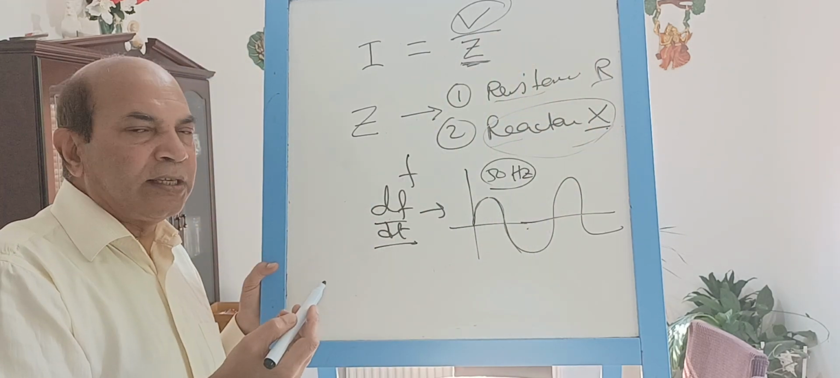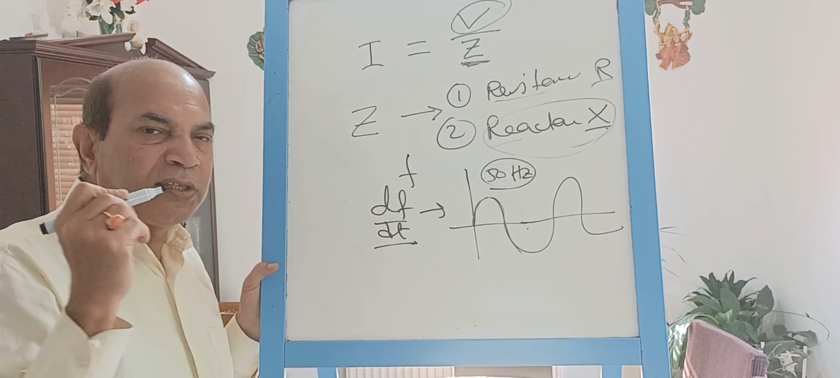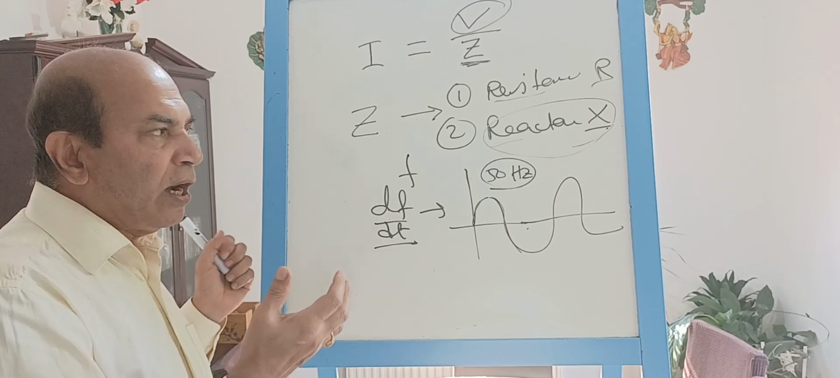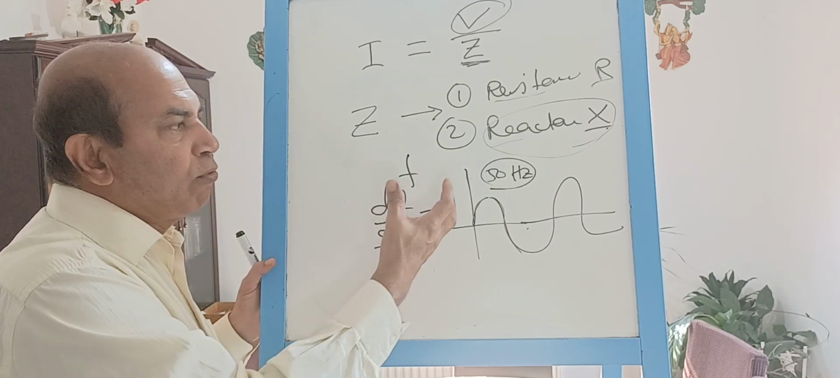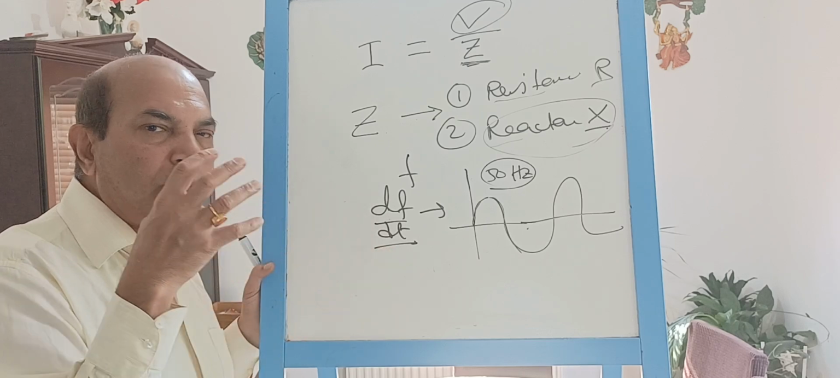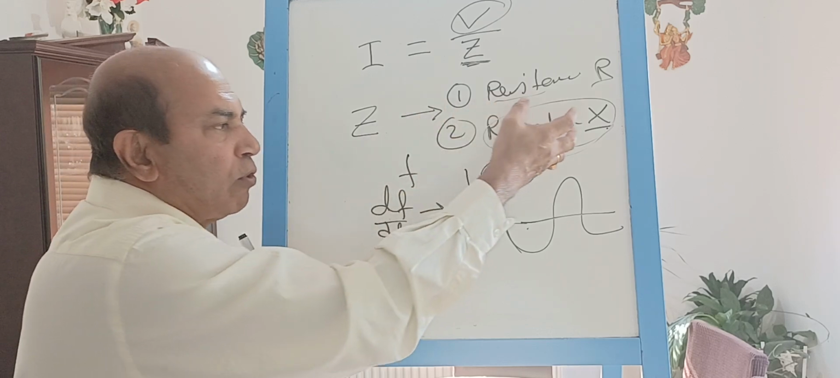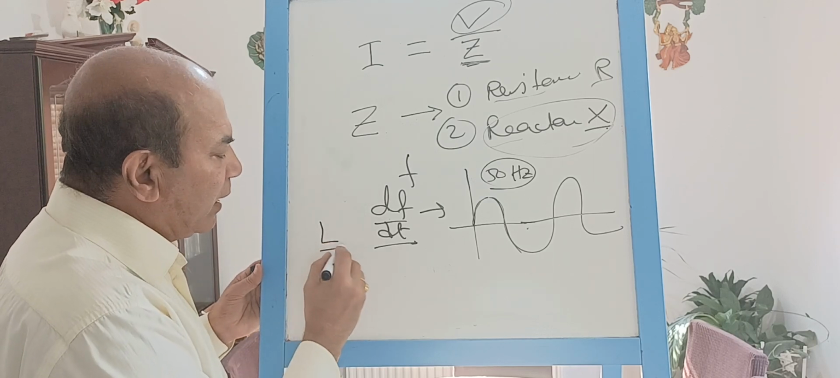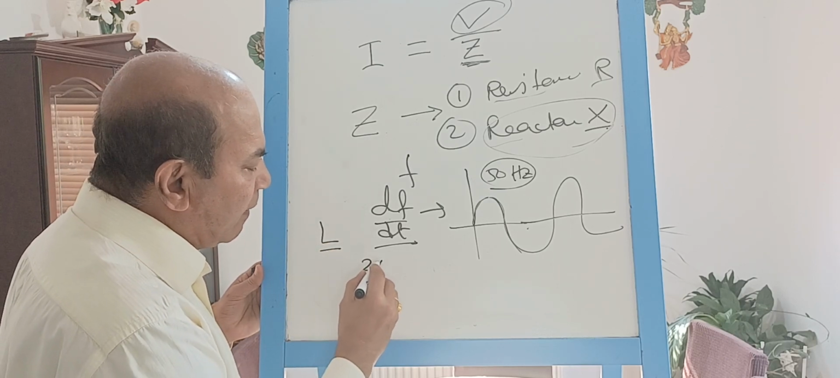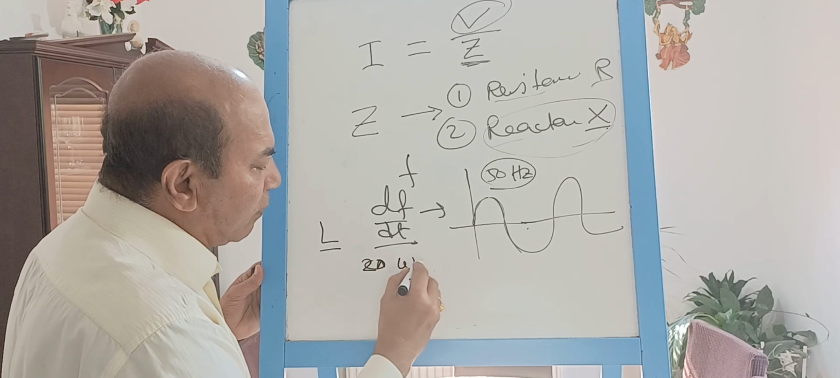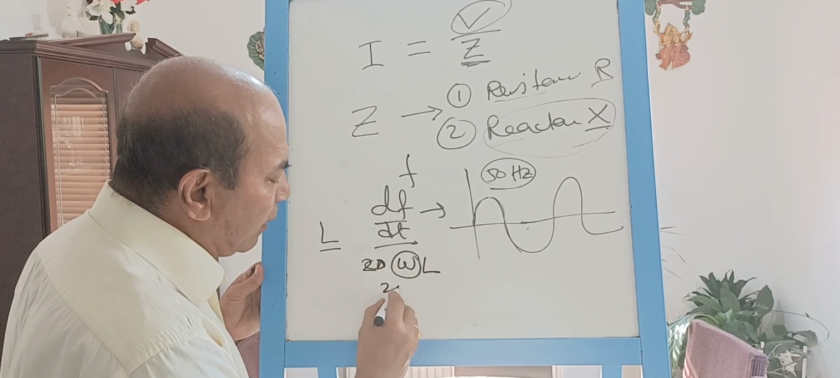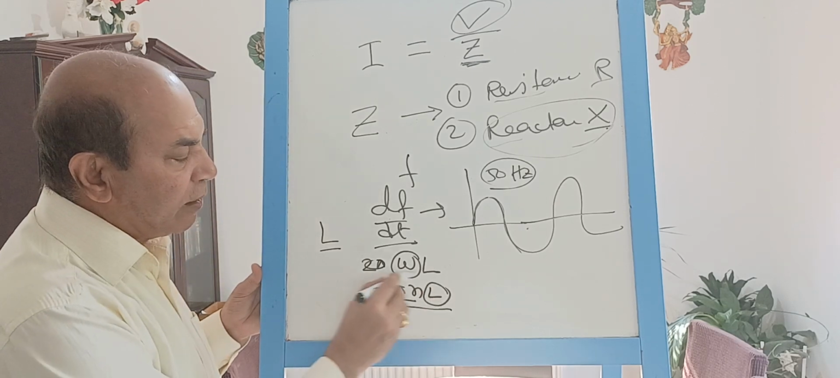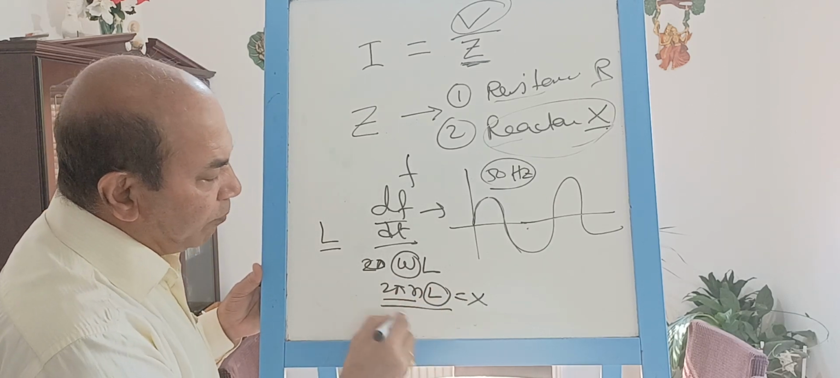Means when there is an inductor and an AC supply is applied, then immediately due to the change of flux with time, there is a reverse force working against the flow of current. So it is opposing the flowing of the current. That part we call reactance. If there is an inductor L, then the reactance is omega L. Omega means 2 pi into frequency, that is 2 pi f into L. L is the inductance in Henry. This is the way we calculate X from the inductor.